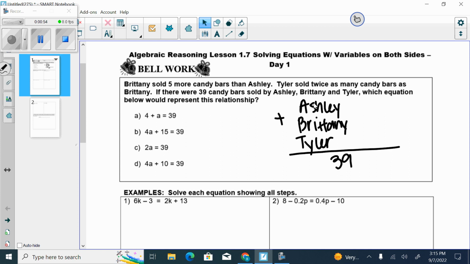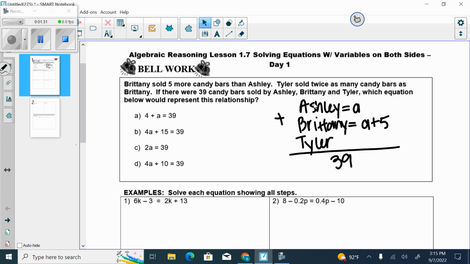Okay, so Brittany sold 5 more than Ashley. Do we know how many Ashley sold? No, just Ashley. So we have no idea how many Ashley sold, and they compared it to Ashley. So Ashley must be our unknown, or our variable, right? So Ashley is just A, because we don't know how many Ashley is. But for Brittany, they said Brittany sold 5 more than Ashley. How do I write 5 more than Ashley? 5 plus. So A plus 5 would be Brittany, right?